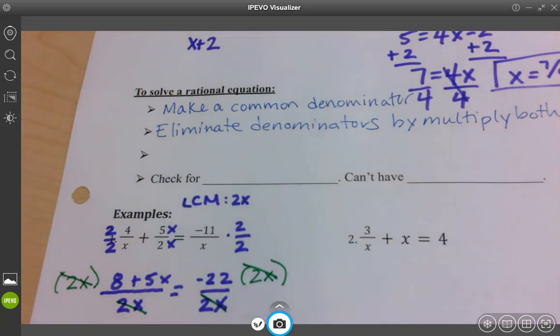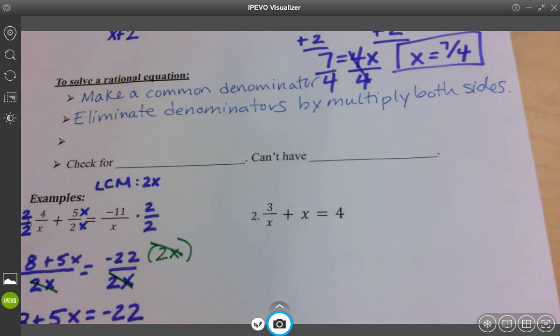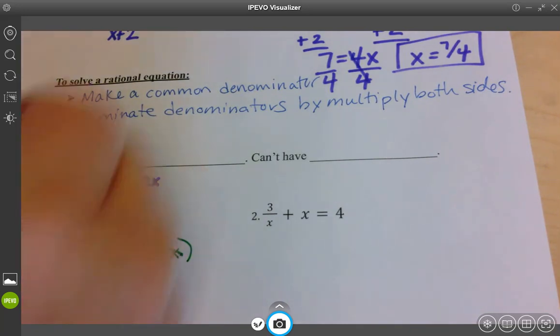All right, once we got rid of those denominators, we had a much easier problem to work with. And we were left with an equation to solve. Now, this equation is linear. As problems get harder, you might end up with quadratic equations to solve. And we'll talk about that too. But we'll solve the remaining equation.